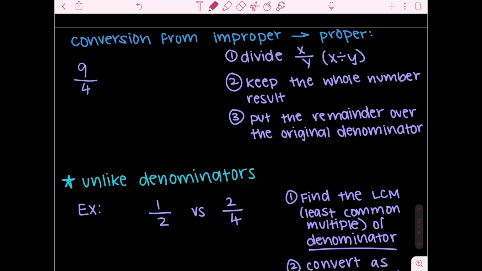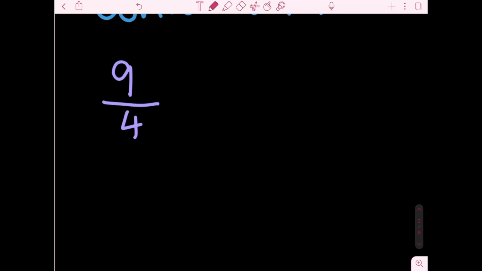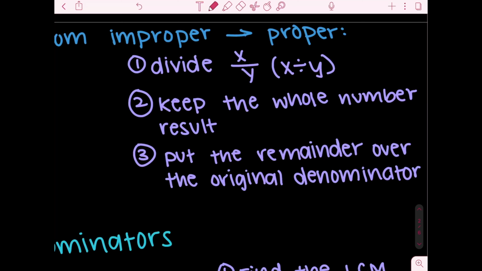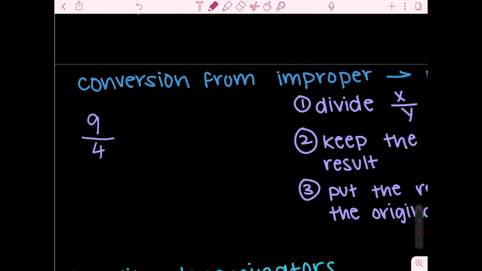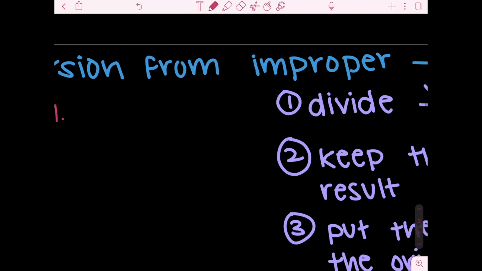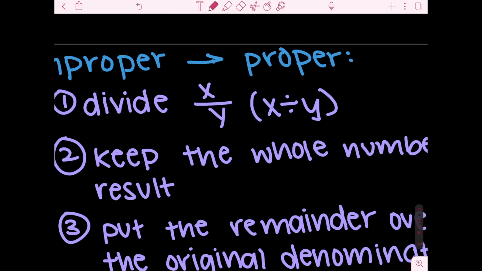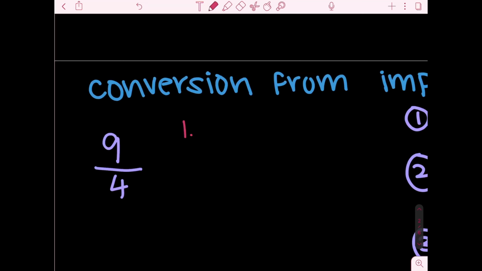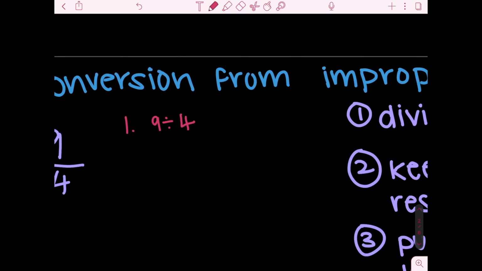The next thing we're going to look at is conversion from improper to proper fractions. And our example we're going to be using is 9 divided by 4, or 9/4. And I listed out all the steps here so that we can go through it one by one. So step number 1, divide x divided by y. So taking our y and dividing it from our x position. So if we have 9 divided by 4, we can write it out like this. And then we can plug it into our division box.